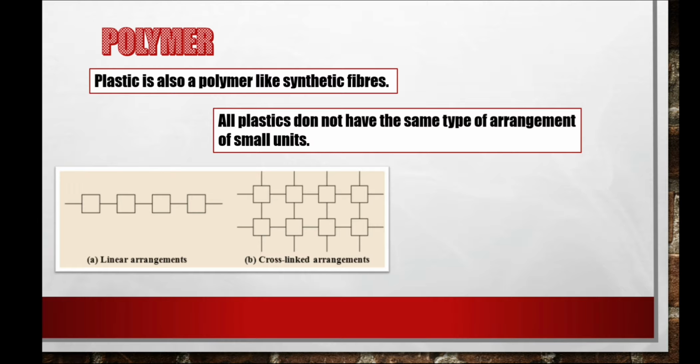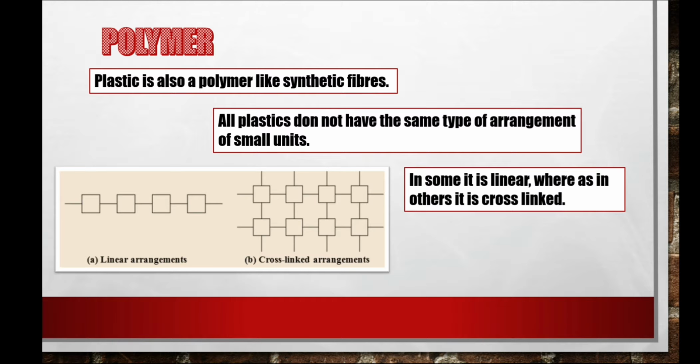Then, all plastics do not have the same type of arrangement. In some it is linear, that is picture A, and in some it is cross-linked arrangement, that is like a network structure form. These are the two types of arrangements in polymers. In some polymers it is linear, whereas in others it is cross-linked.